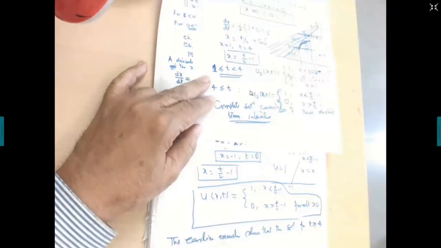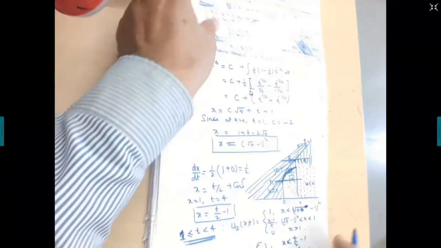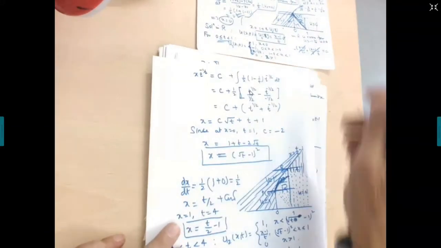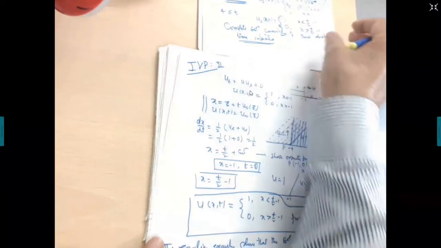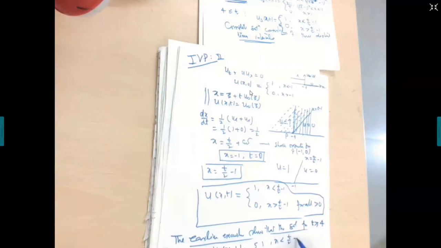Is that right? You see, this is the solution u(x,t). This is the solution between 1 and 4, and this is the solution between 0 and 1. We are not concerned with 0 to 4. But beyond 4, the earlier example shows that the solution for t greater than or equal to 4 is given by what? By the solution of this second problem.